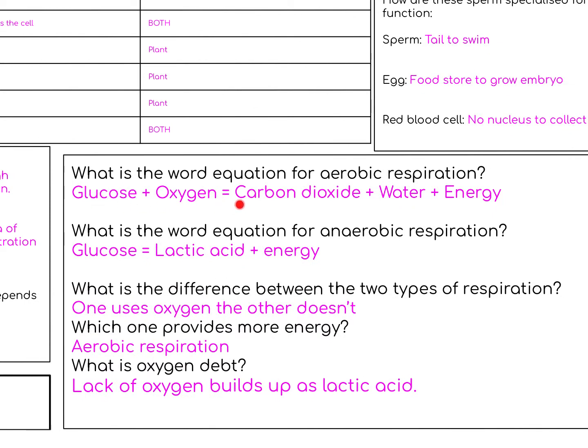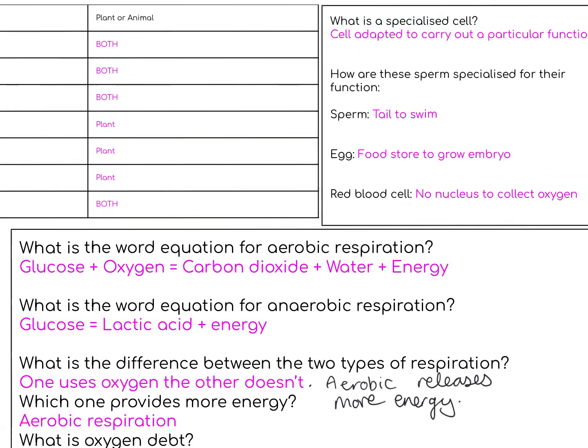So that's glucose plus oxygen equals carbon dioxide plus water plus energy. Anaerobic then, without oxygen, that's glucose equals lactic acid plus energy. What is the difference between the two types of respiration? One doesn't use oxygen, the other one does. Okay. The other thing is aerobic releases more energy. Okay, which one provides more energy? Aerobic. What is oxygen debt? The lack of oxygen builds up as lactic acid.